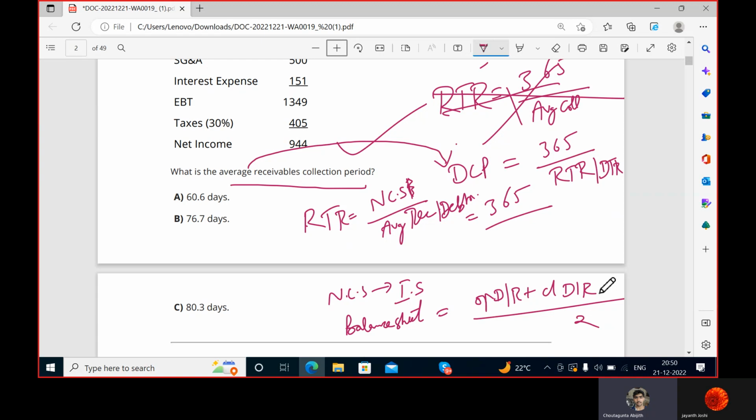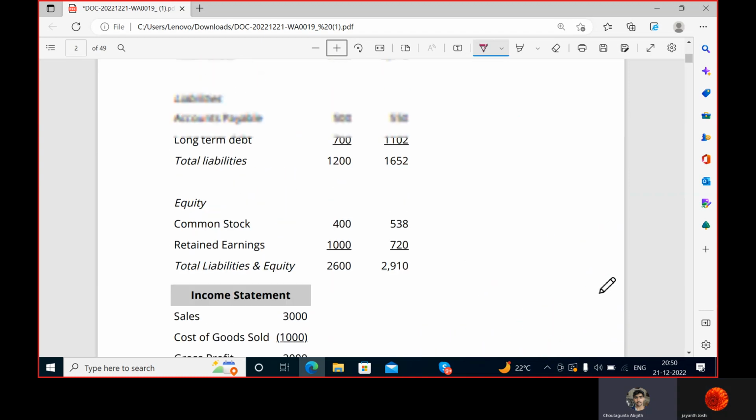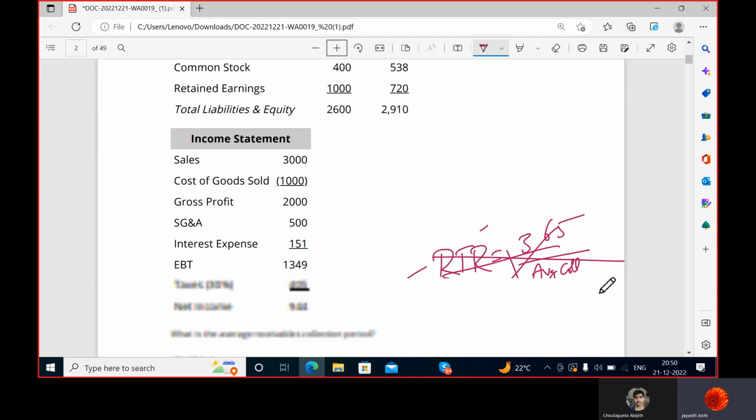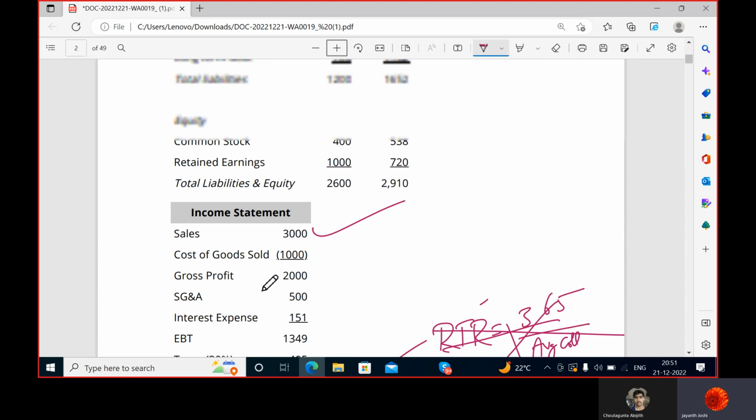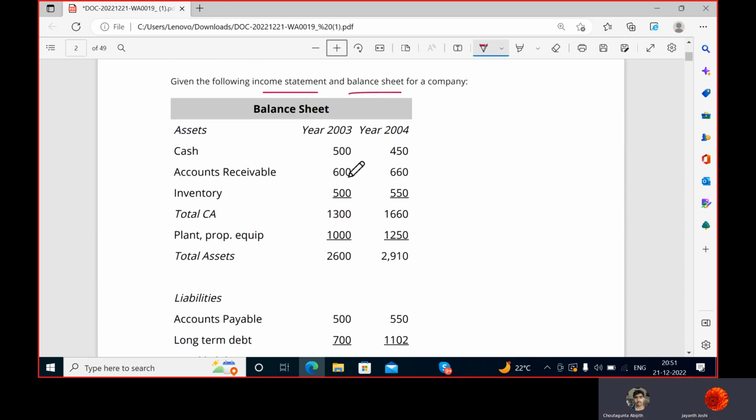So the receivables turnover ratio is net credit sales divided by the average debtors. Net credit sales you'll get from the income statement. Here it is, sales is 3000, so I'll take 3000 here, divided by average receivables from the balance sheet. Opening is the 2004 opening balance, then closing balance. So 600 plus 660 divided by 2. How much? Tell me.